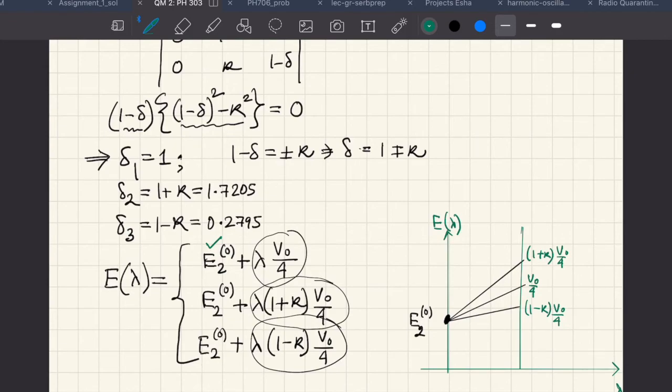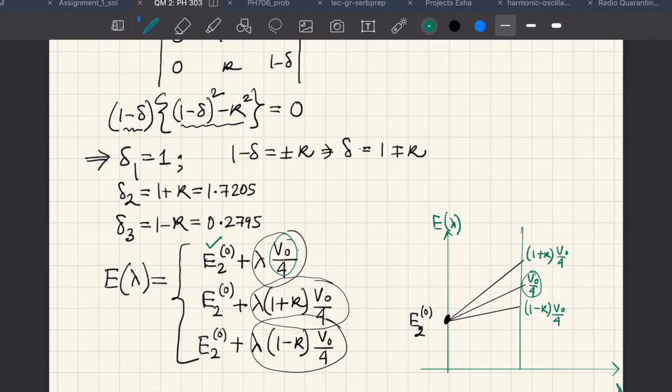And now note that if we had applied non-degenerate perturbation theory naively to this problem, we would have calculated that the first order correction to the energy is the same for all 3 states, and which is equal to just V naught by 4, which is actually correct for only one state, which is in the middle. But it is not correct for the other 2 broken states, where the degeneracy has been lifted.